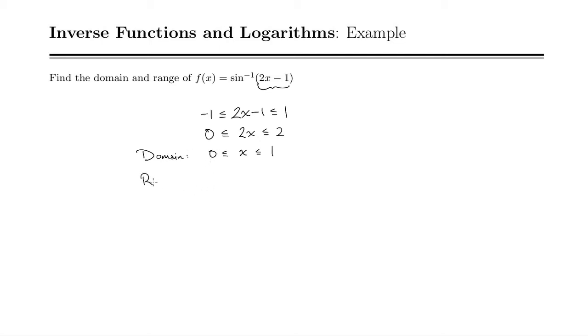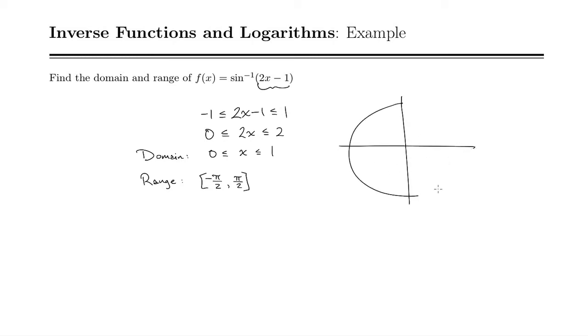The range of arcsine is always between -pi/2 and pi/2 inclusive. Now this is only if the thing inputting it could be any number between -1 and 1. Okay, let's look at why that is.